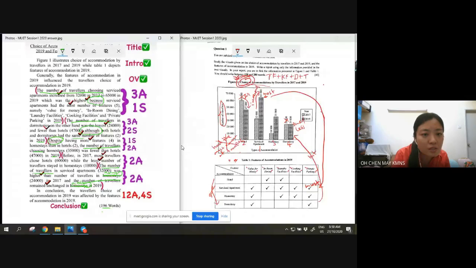But you can see it's quite simple. The words here are simple. You just need to be clear and show that you actually understand the visual. You don't have to use fancy words and all that. You just need to show each different trend.